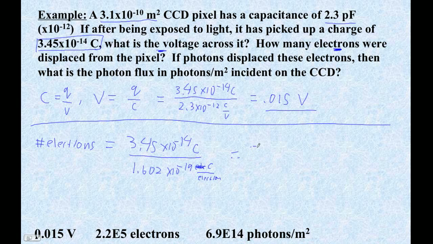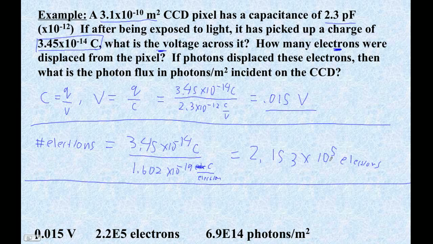And that's a lot of electrons, 2.153 times 10 to the 5th electrons. Now the question is, if each one of those was caused by a photon striking the CCD device, how many photons per square meter is that, right? Well, here is how many square meters it is. Photons per square meter is just photons, which is this, divided by that, right?